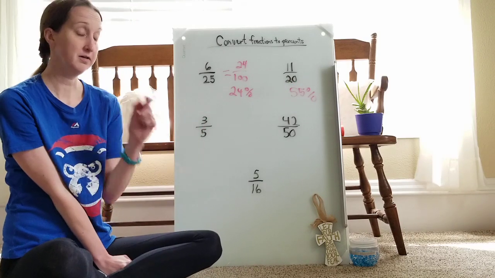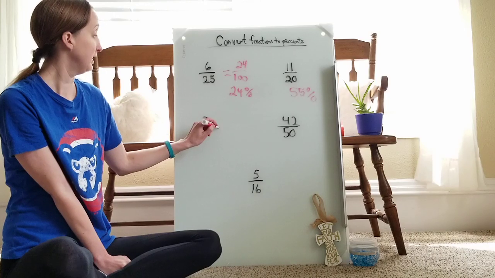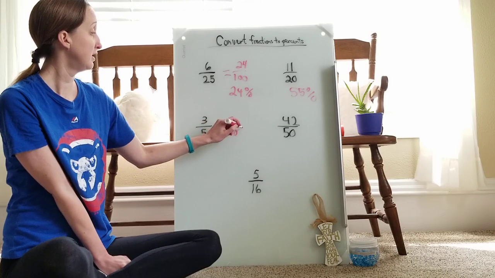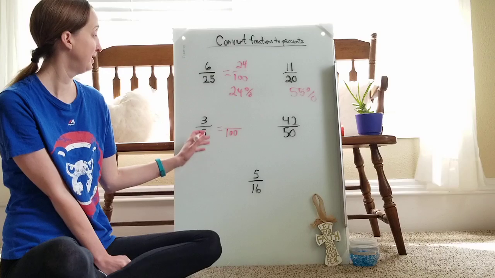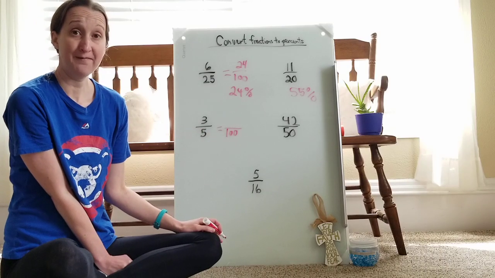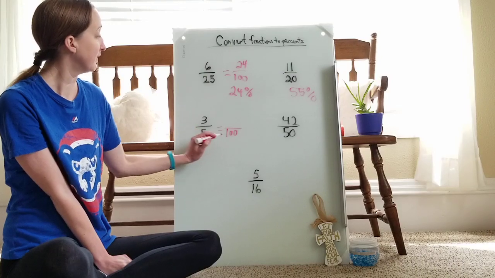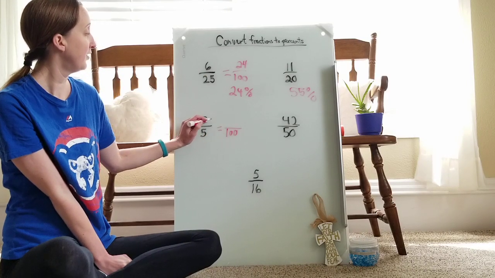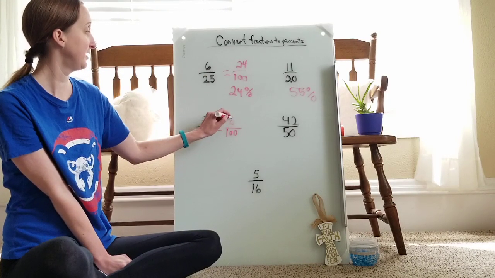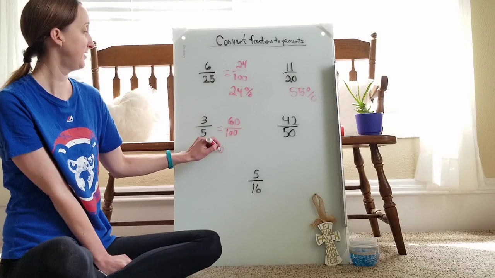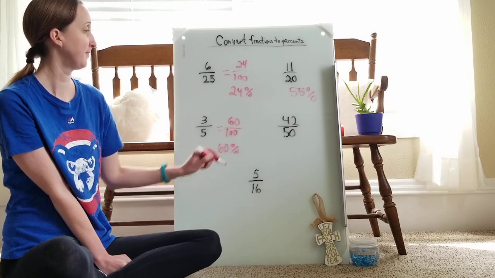I can write it out on the next one. When I get it into 100, percents are out of 100. 100 divided by 5 is 20, so we're using the multiplier of 20. 5 times 20 is this. 3 times 20 is 60. That's going to be 60%.